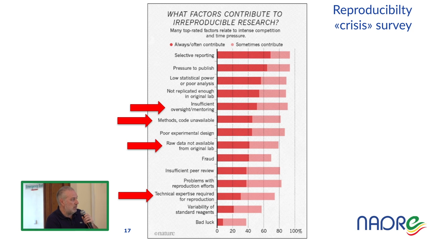And raw data not available from the original lab. Again, you publish, but you don't share the data. So without the data, without the code, it's not possible to reproduce science. And the reproducibility of science is one of the main aspects of the scientific method. I will come back to this in a moment.